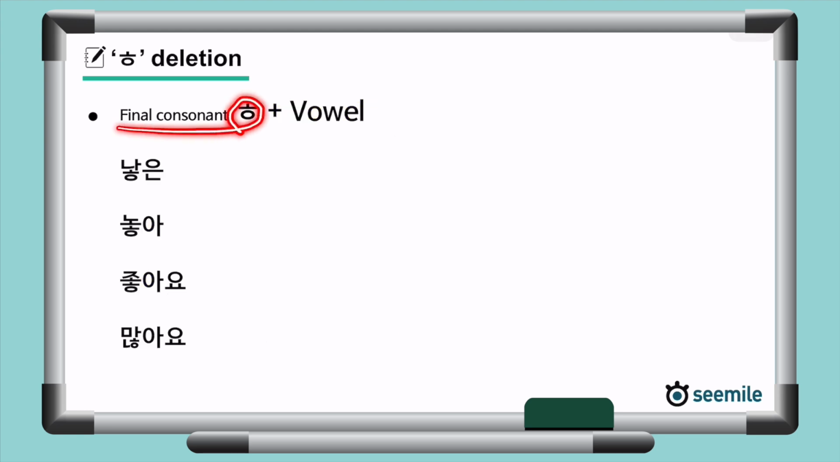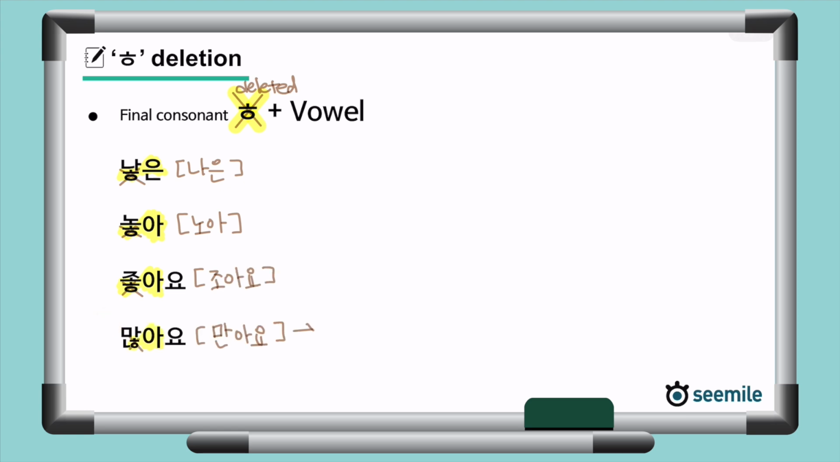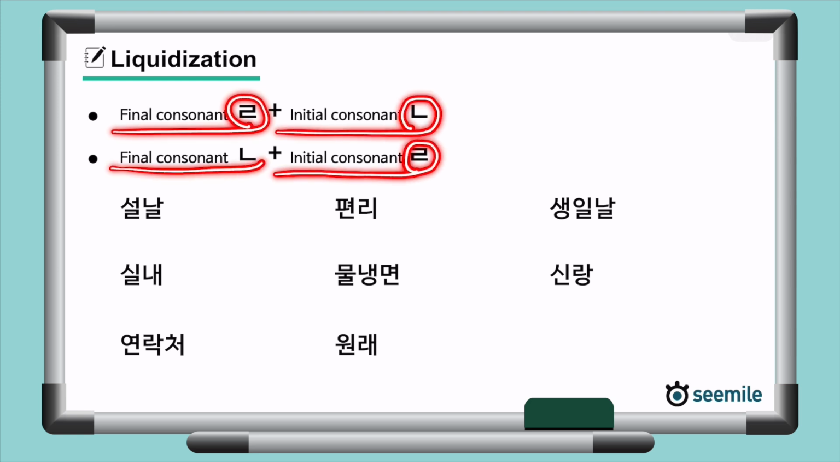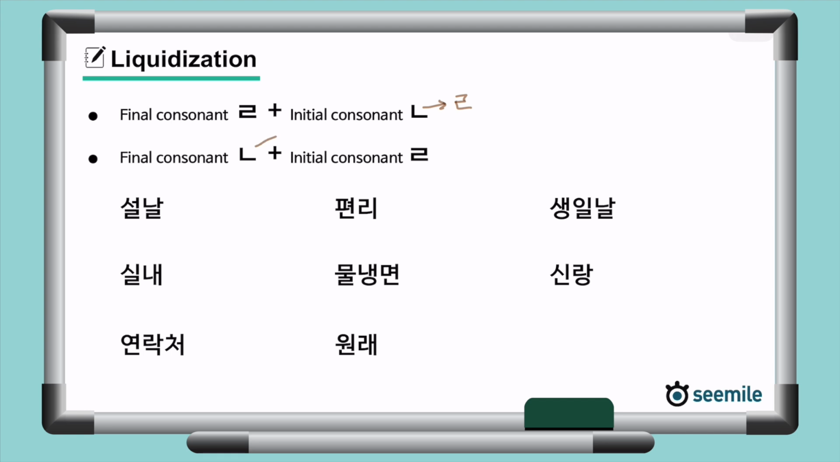When the final consonant 히읗 is followed by a vowel, 히읗 just gets deleted. So we read these words as 나은, 노아, 좋아요, 많아요. The final rule, number 7, is liquidization. When the consonant 리을 is preceded or followed by the consonant 니은, the 니은 is pronounced as 리을.